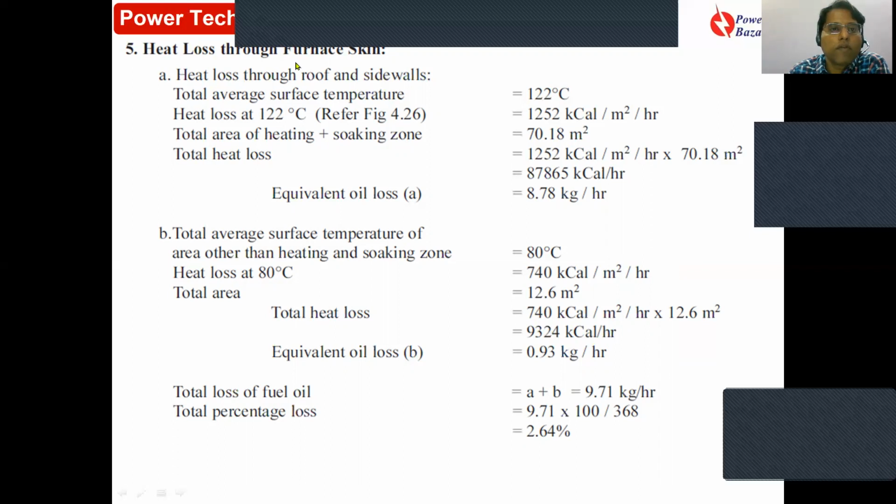So from the furnace skin there are two heat losses. One is through the roof and sidewalls, and another one is from the area other than the heating and soaking zones. So the total heat loss becomes this plus this, it is 9.71 kg per hour. Now if I divide it by 368, and multiply with 100, I'll get the percentage of heat loss, that is 2.64.